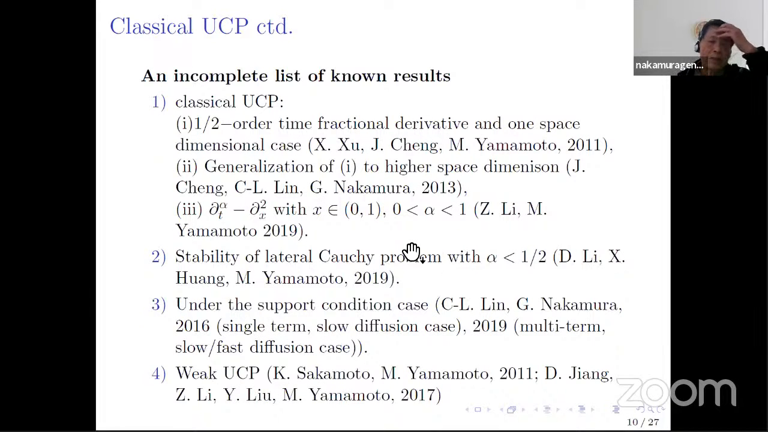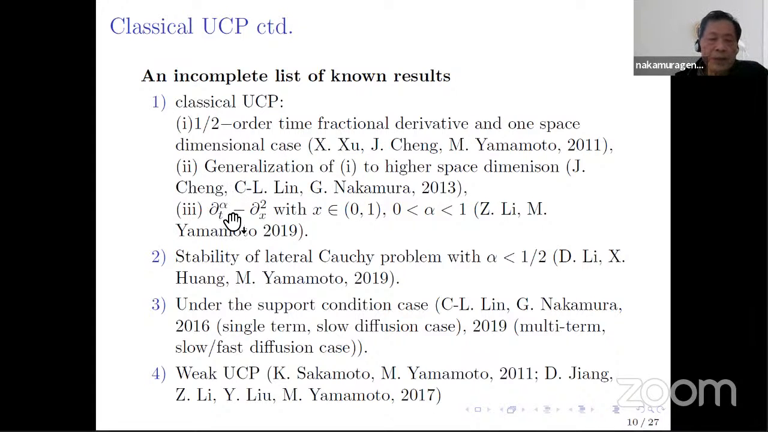Okay, I would like to give an incomplete list of known results. For the classical UCP, if the time fractional derivative order is just 1/2, and for the one space dimensional case, Xu, Chen, and Yamamoto gave the first result. This result was generalized to higher space dimensions by Chen, Lin, and myself. But this is still the time fractional derivative order 1/2.